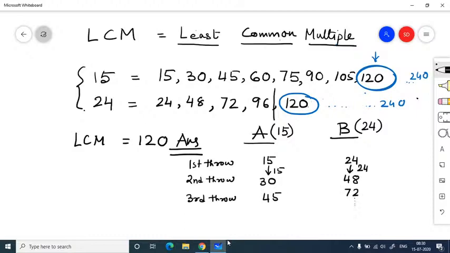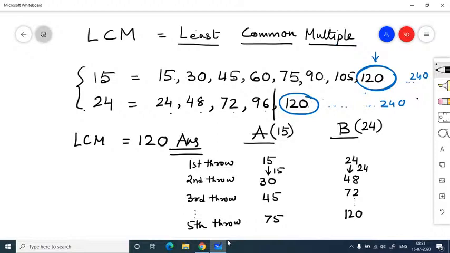In this way, after the fifth throw, how many marbles will be there in A's bucket? In A's bucket, 75 marbles will be there, and in B's bucket, 120 marbles will be there.